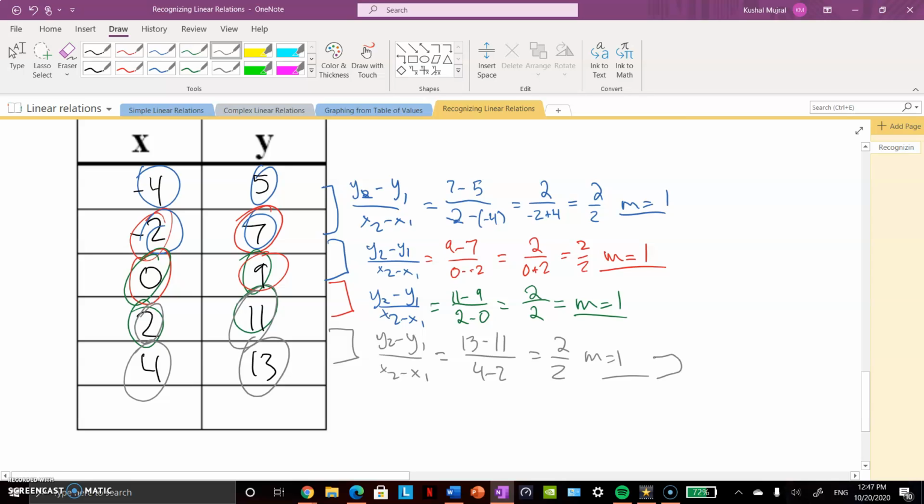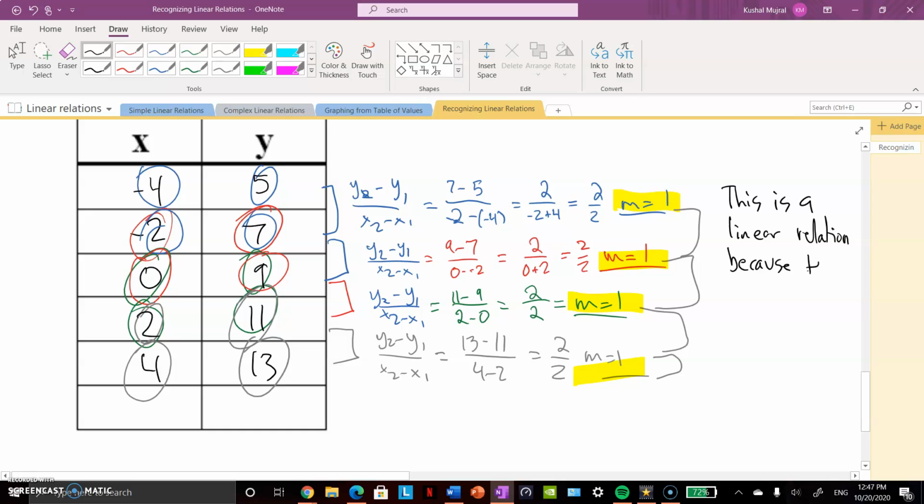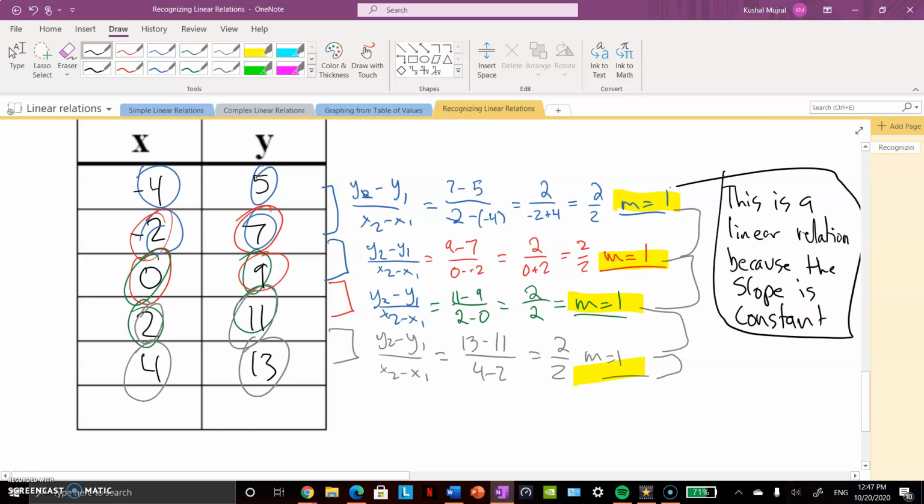Because each of these m's is exactly the same, m equals 1, m equals 1, m equals 1, m equals 1, that means this is a linear relation, because the slope is constant. And then you box your answer. So that's recognizing linear relations.